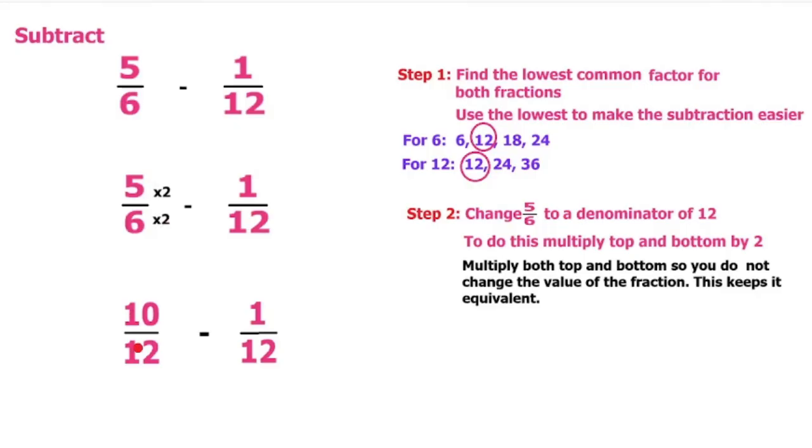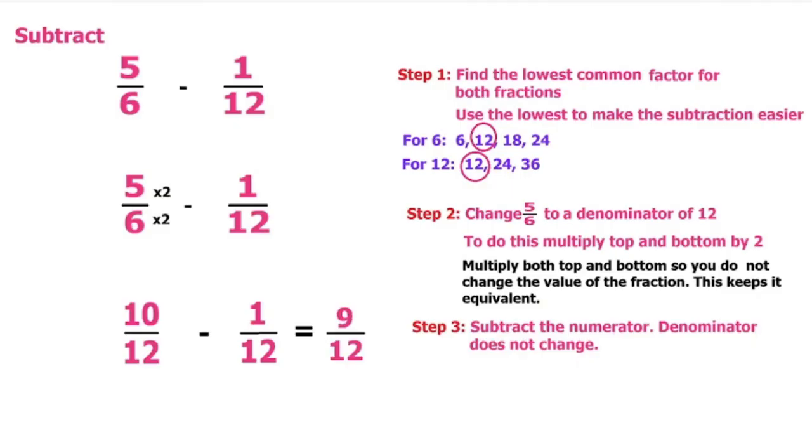And now we could do our subtraction because the denominators are the same. So when the denominators are the same, you just subtract the numerator and keep the denominator the same. Subtract the numerator, denominator does not change. Okay? So 10 minus 1 equals 9 over 12.